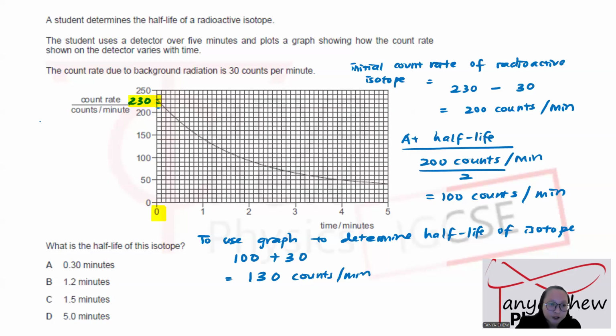Where is my 130? This is 110, 120, and 130. And get the value from the graph. This is 1.1, and 1.2. 1.2 minutes is the answer.